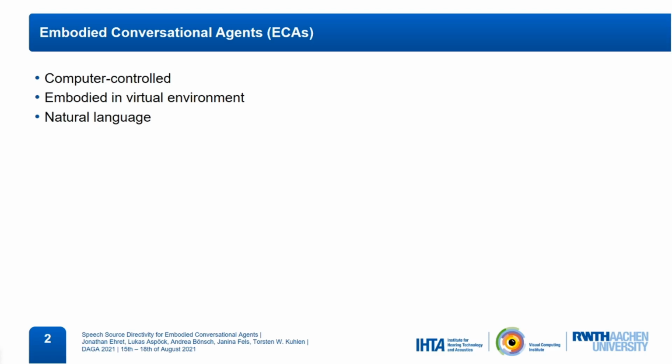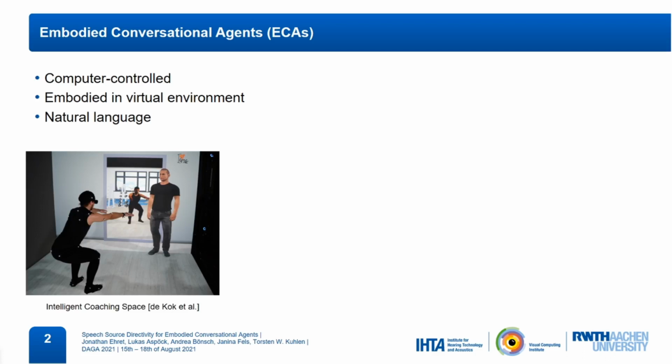Let me first of all quickly introduce the concept of embodied conversational agents, which get more and more attention in the virtual reality community. Those are computer-controlled visual representations, in our case of humans, which are embedded into a virtual environment. Furthermore, they communicate using natural language, so speech, but due to their embodiment, for example, co-verbal gestures. Here I brought 3 examples of ECAs.